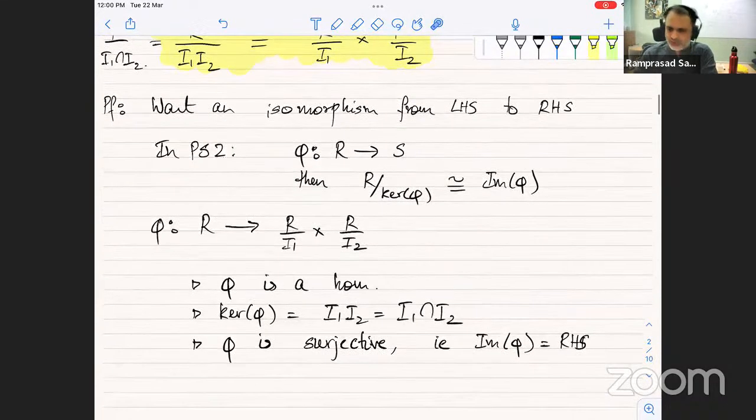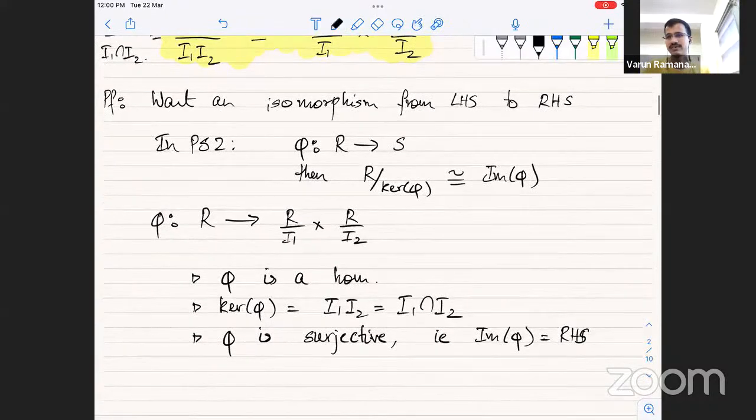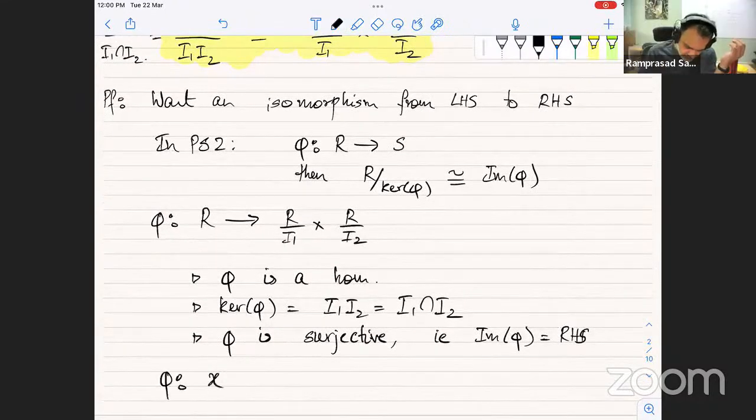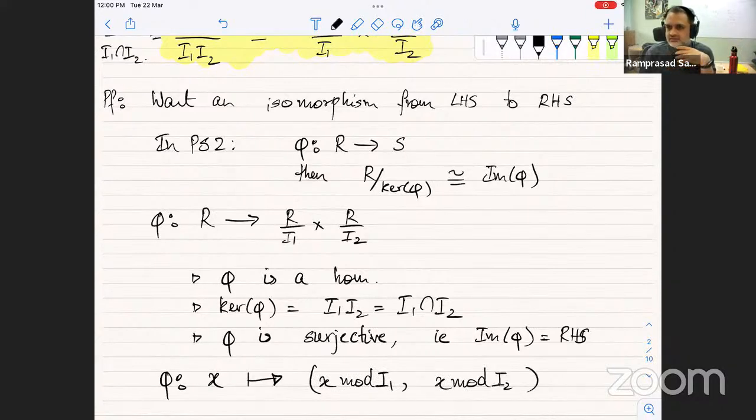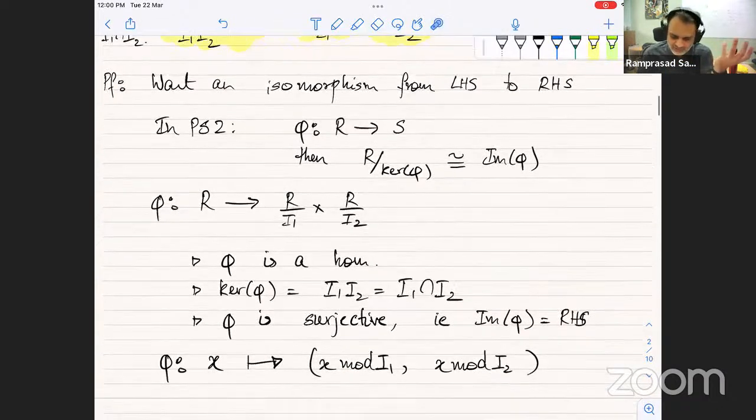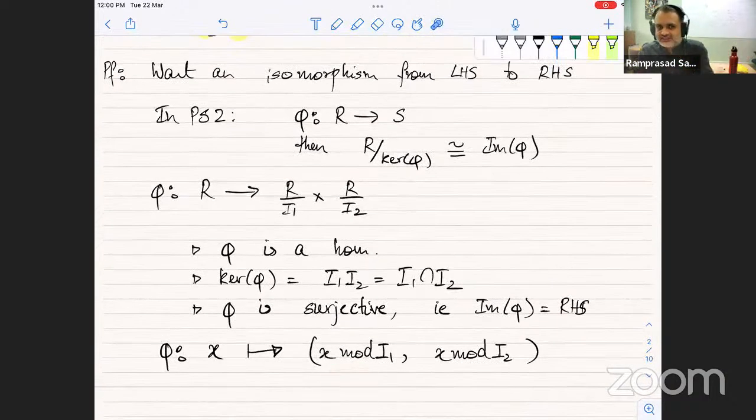Okay. In many of these situations, there's almost only one map that works. There is a natural map, you just try it out and it works. One just needs to be careful. Exactly, so you just take the following map: you take an element x, and what do you map it to? Well, the only thing you can: map it to x mod I1 and x mod I2. I don't know what else to even suggest here. So this is the thing that you do.